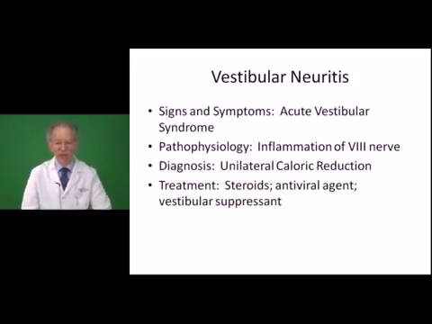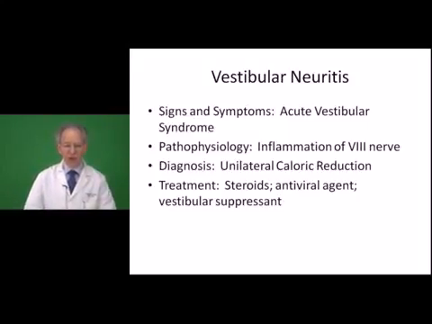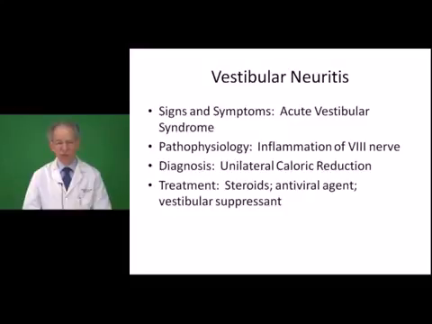Now let's talk about vestibular neuritis, also sometimes incorrectly called labyrinthitis. These patients have an acute vestibular syndrome. The pathophysiology of this condition is inflammation of the eighth cranial nerve, presumably based on a virus. The diagnosis is typically made by finding a unilateral caloric reduction. Oftentimes, this diagnosis can be made without laboratory testing based on the patient's presentation.